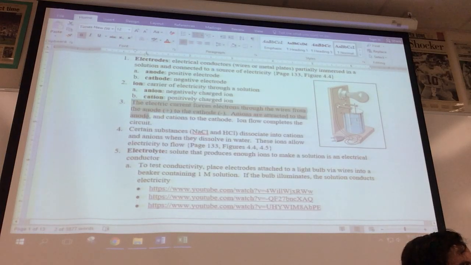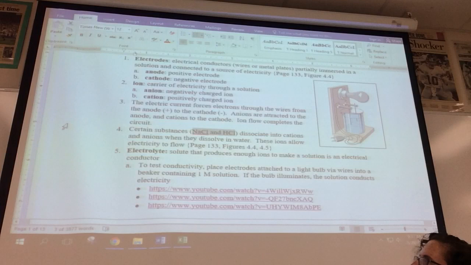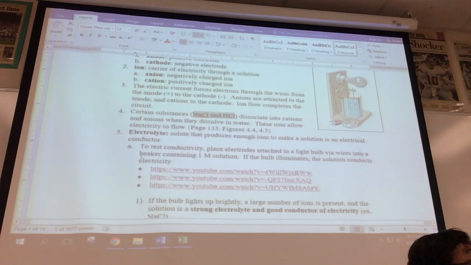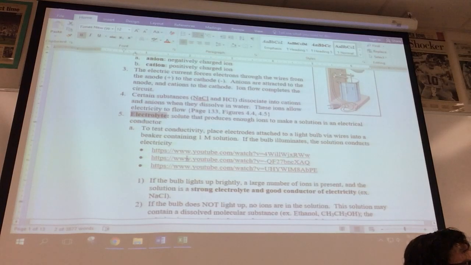We'll talk more about the whole type of circuit later in the year, but what you will see here is that some substances can conduct electricity because they will dissociate into ions, and these ions will move freely, and as a result you'll get electricity. And a solute that makes enough ions for a solution to conduct electricity is referred to as an electrolyte, and we'll give you some examples of that.